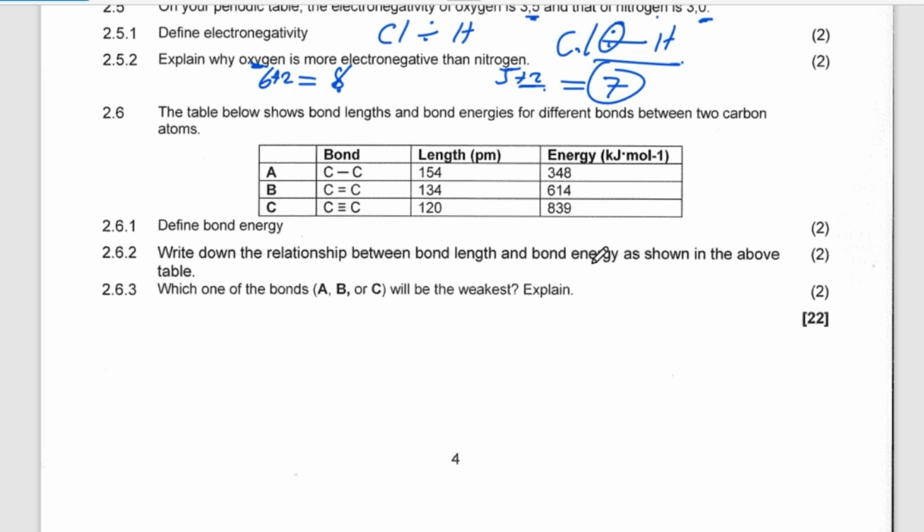We want to look for distinctions in science, because we know that science is always a problem for students. Anyway, let's go to the next question. They're saying, define bond energy.